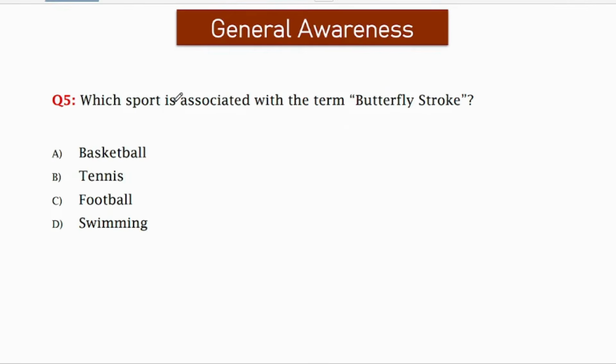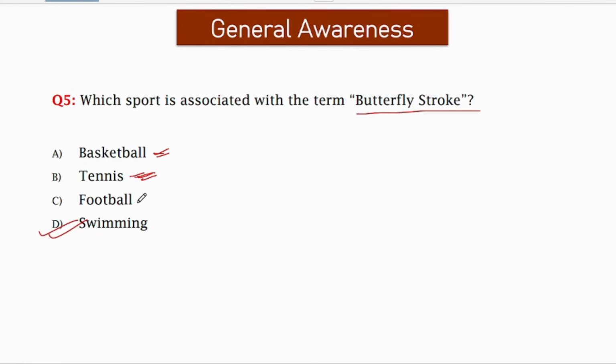Okay, so let's solve this question. Which sport is associated with the term butterfly stroke? First, I'll tell you the answer. The answer is swimming. A few of the common terms associated with basketball are slam dunk, dribble, pass, pivot, foul. And if you talk about tennis, you know grand slam, break point, drop shot, smash, volley, service, ace. These are the terms associated with tennis.